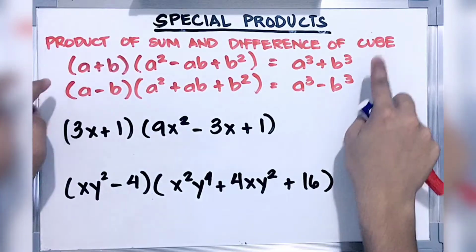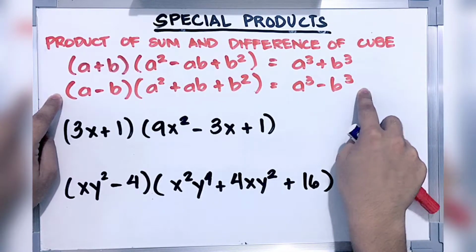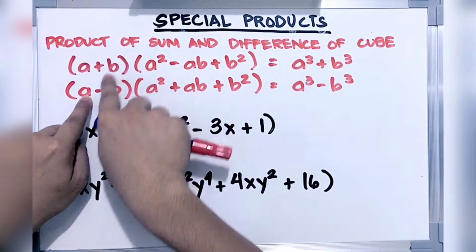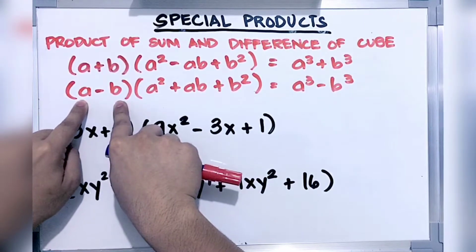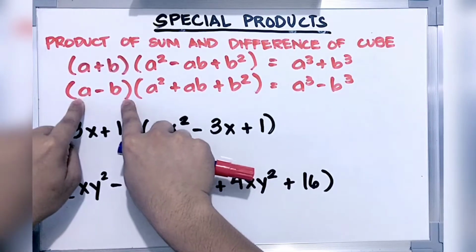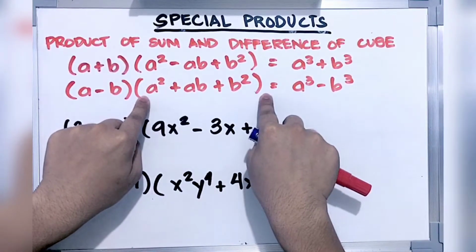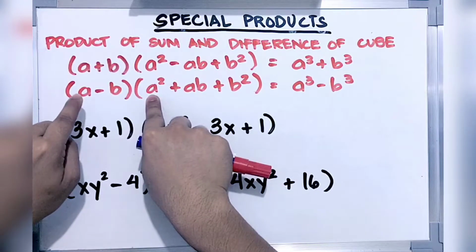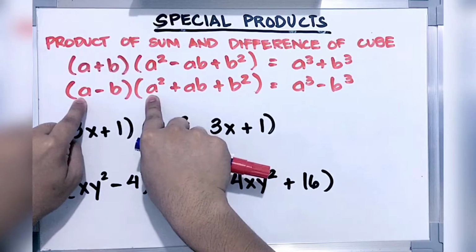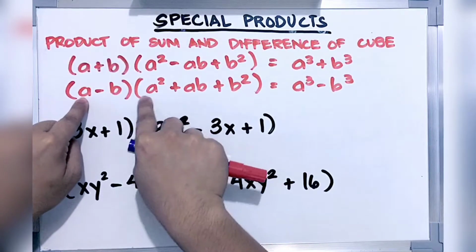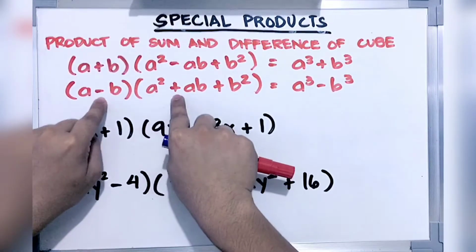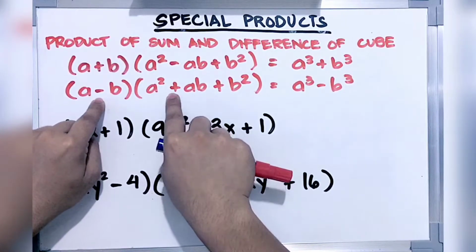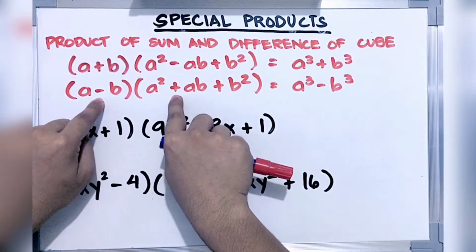Pag sa pangalawang structure naman ng formula, so a minus b. So unlike nito na a plus b, ito naman ay a minus b. Then, yung kapartner niya dapat na trinomial, yung first term ay square ng first term ng binomial. So, ang square niyang a ay a squared. Then, yung sign niya is opposite. So, dahil minus to, positive naman to.